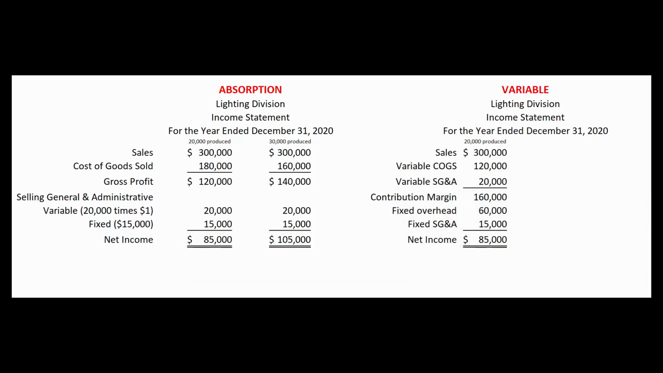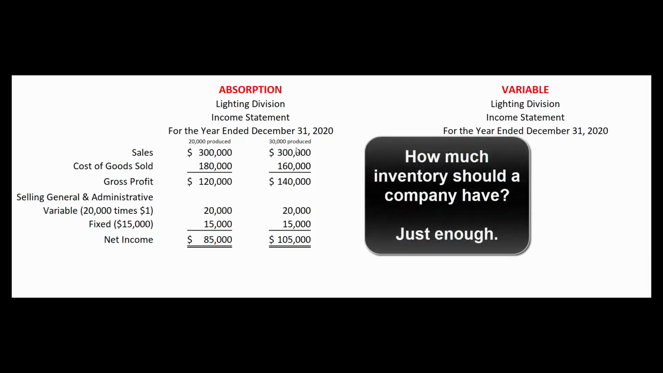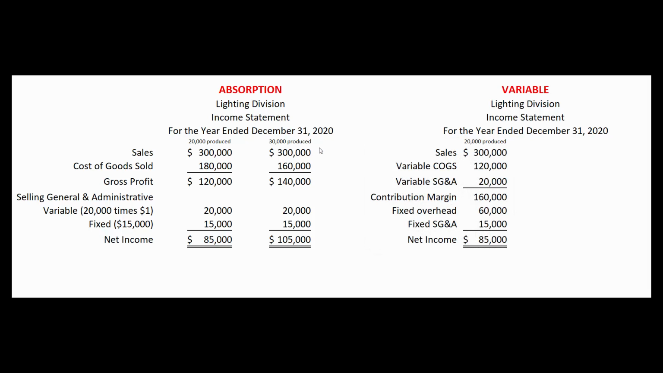So a manager might say, hey, I'll make more units, I'll look more profitable, I'll hit my bonus. But what's happening is you have 10,000 units building up in inventory. How much inventory should a company have? Just enough. Too much inventory is eating up interest costs, storage costs, insurance costs, handling costs. So maybe a better way to look at things from management's point of view, because we can't use variable costing on our financials, but we can use it for internal reports, is to use this variable costing.